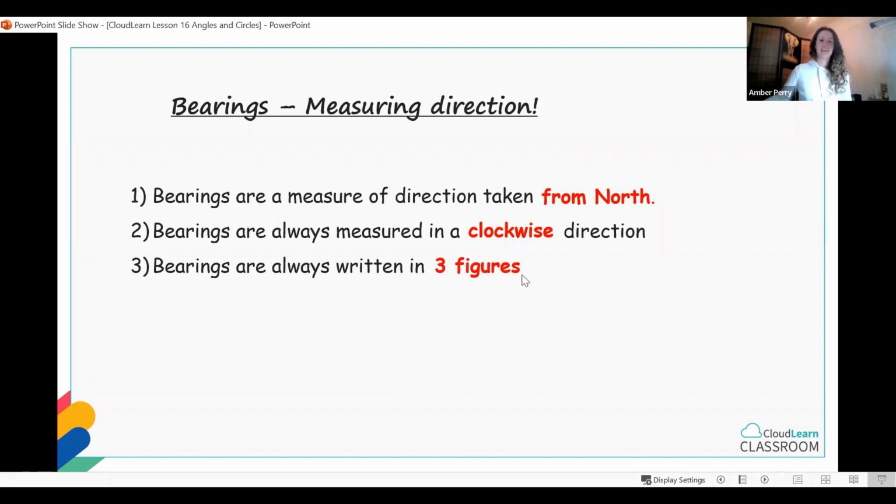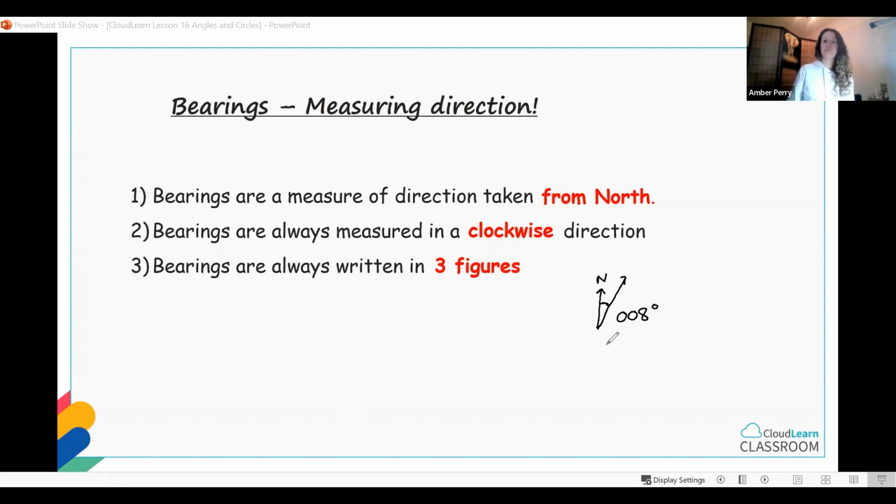Okay, that was harder to guess because you didn't know that. So they're always written in 3 figures, even if the bearing is like 8. So if you're going from north, that's my bad north line, and you're literally measuring a bearing of 8, which will be really, really close to north, just like that. It would be written as 0, 0, 8, like that.